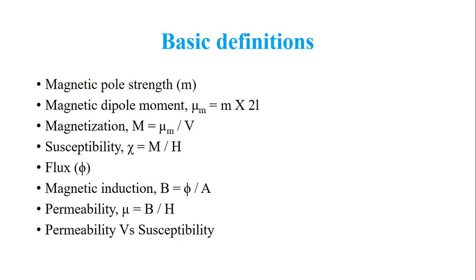Then this magnetic pole strength and the magnetic length, the product of these two quantities is called magnetic dipole moment. And the magnetic dipole moment per unit volume is called magnetization. And then susceptibility is magnetization per unit applied field H. So when you apply a magnetic field H, to what extent the given bar magnet or some magnetic material for that case gets magnetized, it is decided by the parameter called susceptibility chi.